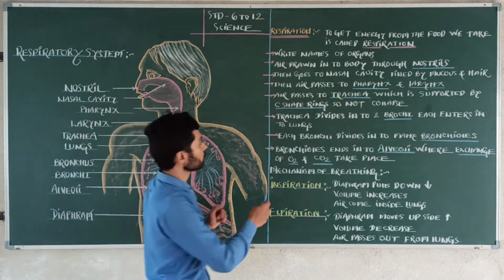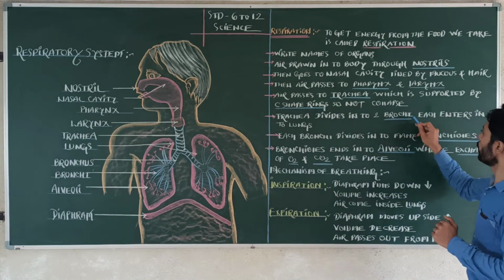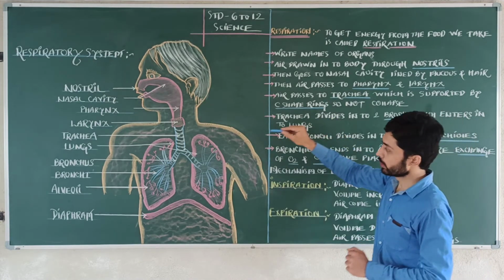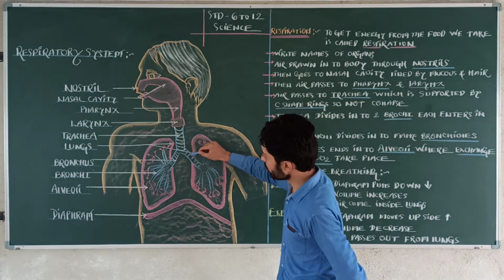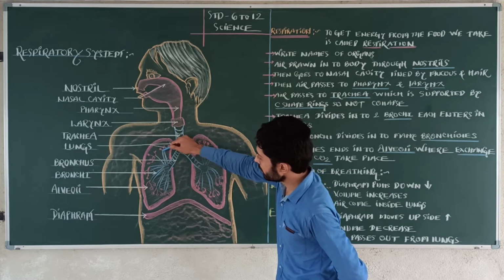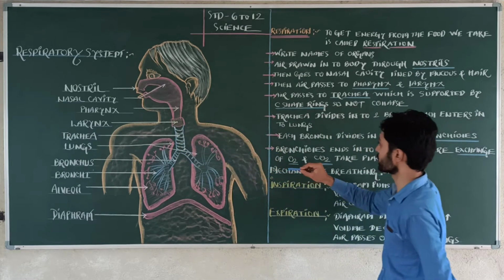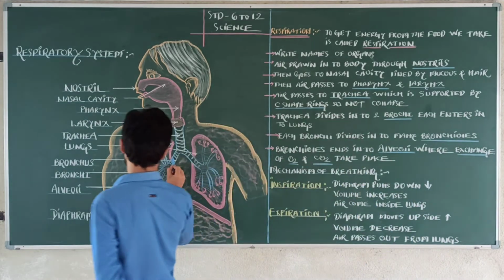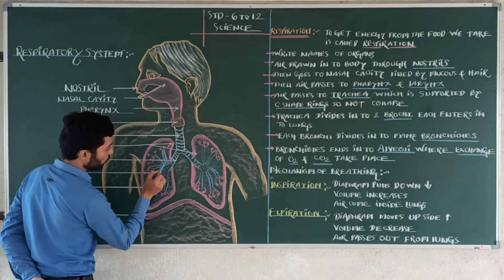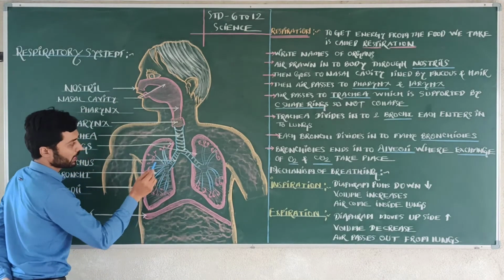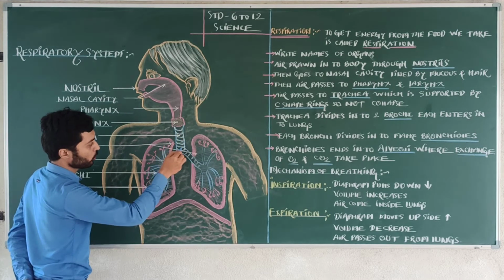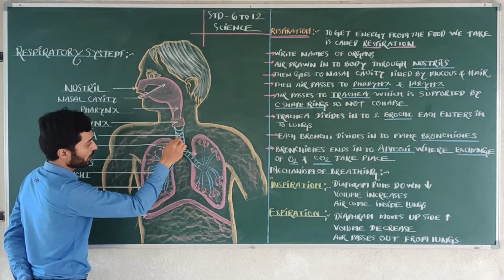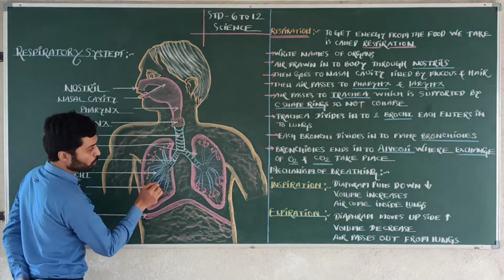Next, the trachea divides into two bronchi, and each bronchus enters into the left lung and right lung. This is the trachea. It is divided into two tubes, and these tubes enter into both lungs. Next, each bronchus divides into many bronchioles. It is like the branches of a tree. This is the main tube. Then from the main tube there are two tubes, and from these two tubes many tubes. So trachea, bronchi and bronchioles.